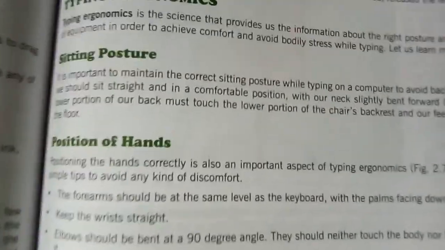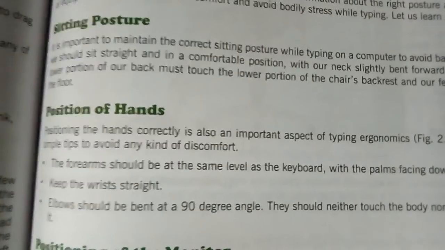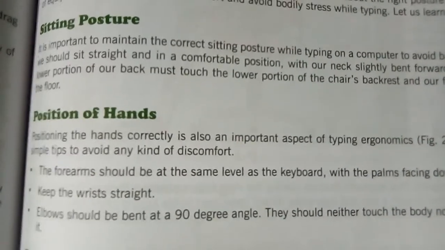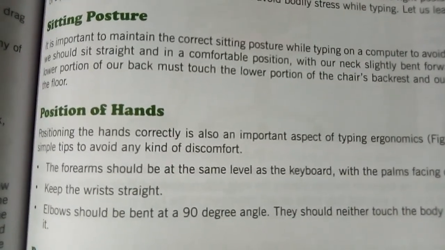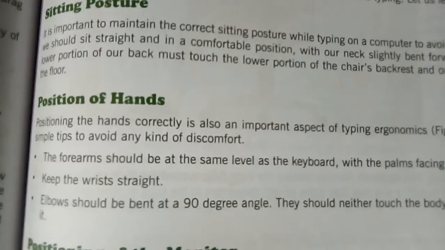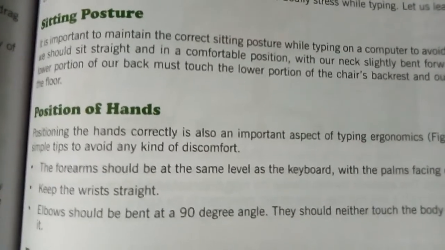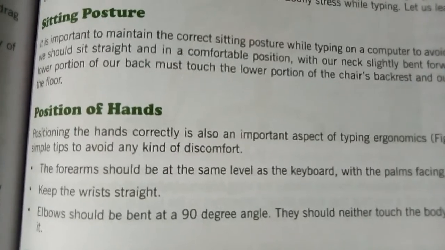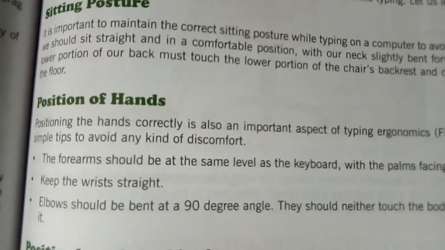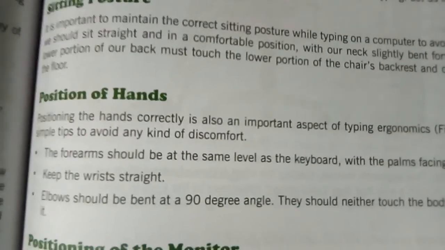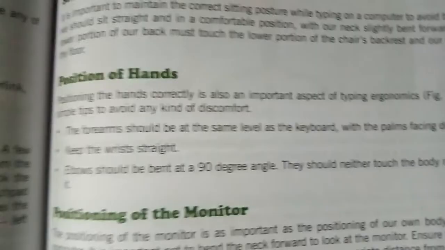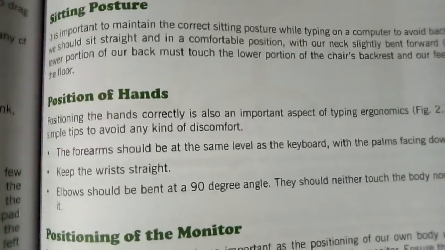Next is positioning of hands. The forearms should be at the same level as the keyboard with the palms facing down. The wrist should be straight and the elbow should be bent at a 90-degree angle. They should neither touch the body nor be very far from it. So this is the position of the hands.